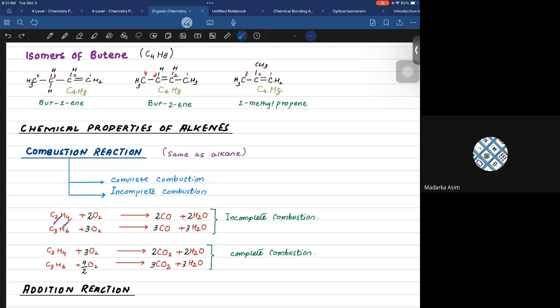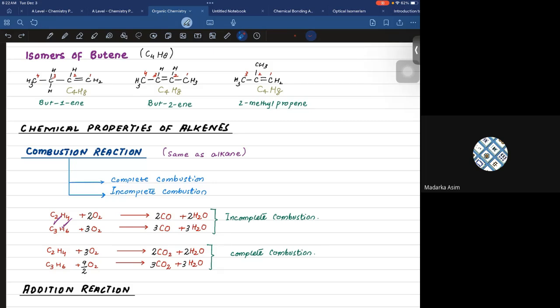Now it is our choice, we can make anything react with oxygen. Whether we have alkane, whether we have alkene, whether it is alcohol, whatever we have, the product would be the same. Remember, for incomplete combustion, you would be having carbon monoxide, and for complete combustion, you would be having carbon dioxide and water.